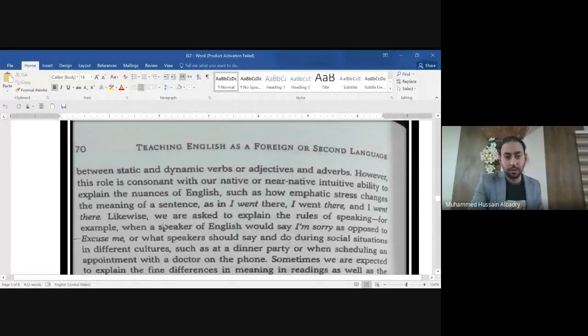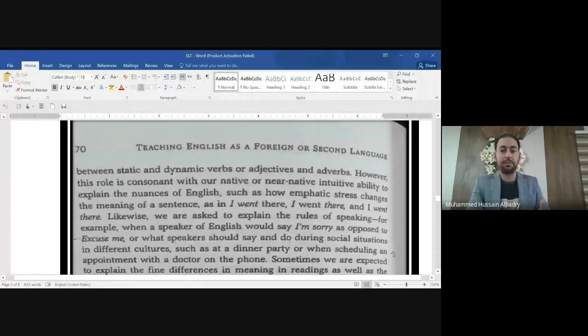Now we go to this. Also, for example, we are asked to explain the rules of speaking, when a speaker of English would say I am sorry, and when to say excuse me. So this is language authority. You have to know about language. You have to know about punctuation, about pausing, when to pause, when to capitalize, when to use present symbol and past symbol when you are asked to use this and that. So this is what we mean by language authority.